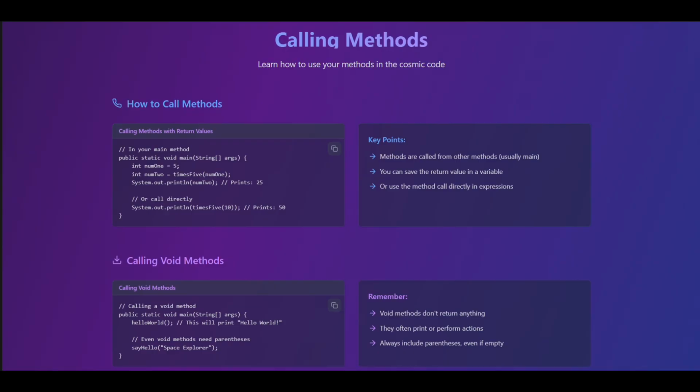Note, you write most of your code in the main method where you run your program, and often where you use your methods. For example, for the times 5 method, let's see how to use that in our main method. Follow along on the screen. Pro tip, you can save the value that your method returns in a separate variable to repeatedly use it. This line right here prints 25.